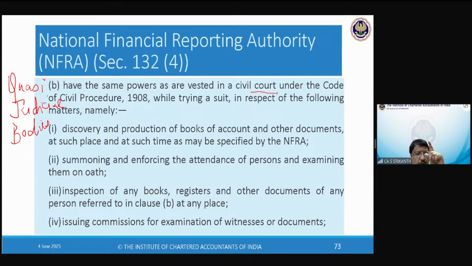See, you are a quasi-judicial body. You cannot walk, you cannot run. Well, it's an artificial person now. So either the witness has to come and appear before the QJB.